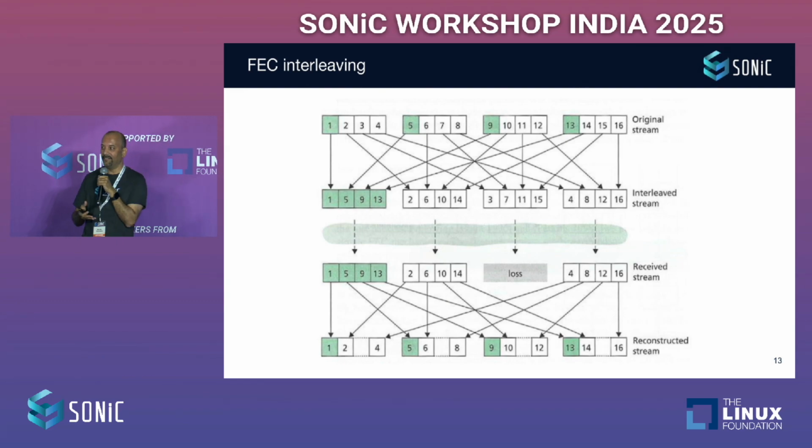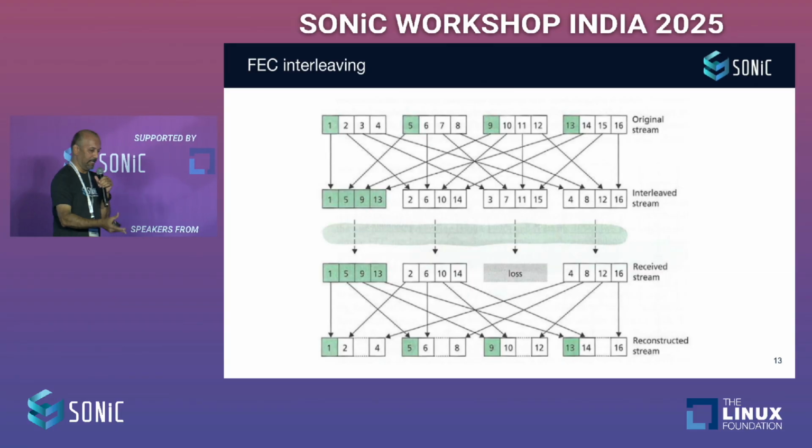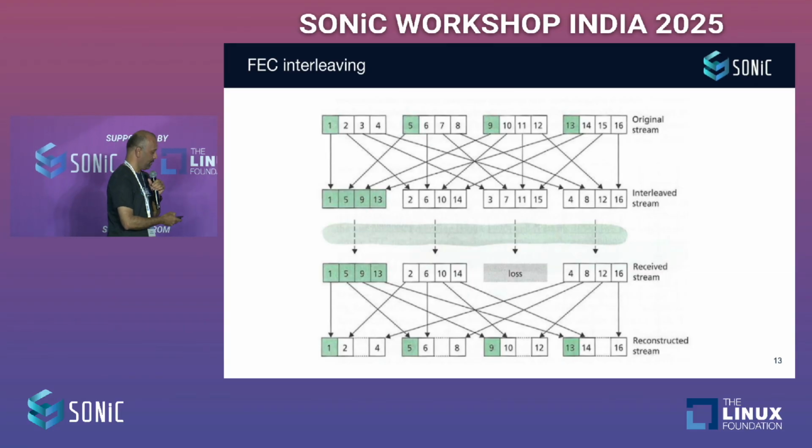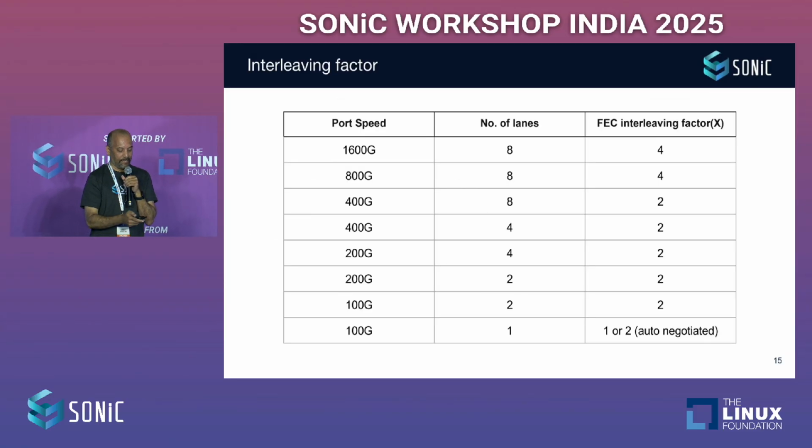It is 800 gig or 400 gig or 100 gig, depending upon that. The table is there later on also. Right? So basically, this is the information that it talks about. For example, for 1600 gig, you can have 8 lanes and you can do basically 4-way interleaving. For 400 gig, you can do 2-way interleaving. That is what the interleaving factor we just now talked about.